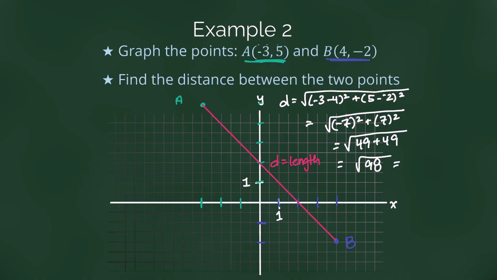That one is divisible by a perfect square. It's 49 times 2. So we can split that into the square root of 49 and the square root of 2. The square root of 49 is 7, so our distance is 7 square roots of 2.